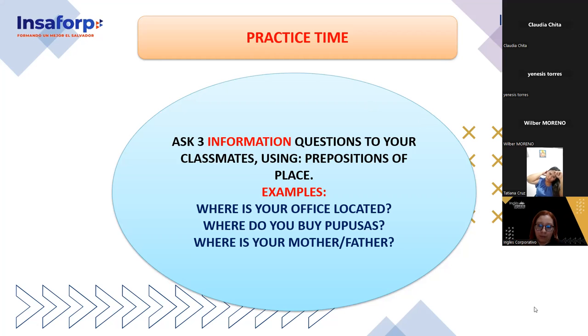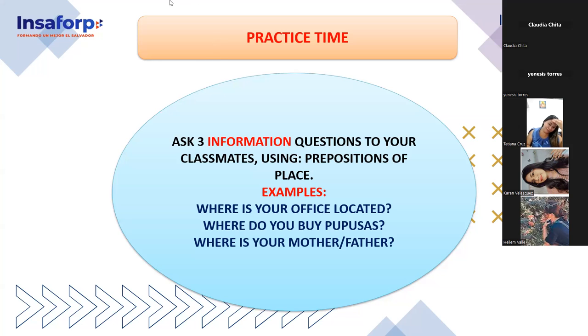Wilber, usted le pregunta a Tatiana, por favor. Where is the hospital? Está en mute, Tatiana. The hospital is. Pero que no es una locación. Que tengo que decir dónde está el hospital. Pero el is es el verbo estar. The hospital is in San Salvador. Correct. The hospital is in San Salvador. Very good. Nice. Tatiana, usted le hace su pregunta a Karen Velázquez, por favor. Where is your favorite restaurant? Where is your favorite restaurant, Karen?